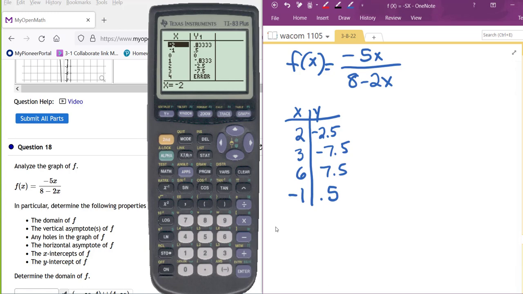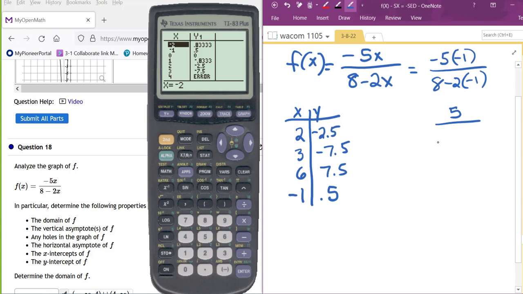The arithmetic is not nice. If you plug in, like if we plugged in negative 1, this is the steps you would have to go through, so don't really do this. So negative 5 times negative 1, over 8 minus 2 times negative 1. And so this gives us 5 over 8 plus 2, which is 10, which is a half. That is the same as 0.5, but that's only for 1 point. So if you're doing it by hand, that's what you have to do with each one. Then you would plug in a different value.